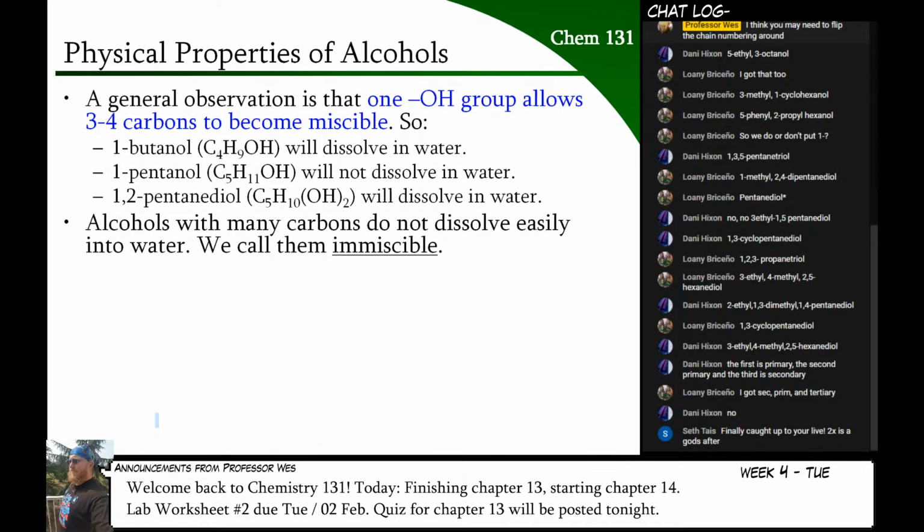So, for example, butanol, which has 4 carbons, dissolves, but pentanol does not. However, if we put a second OH group on there, it does dissolve. So this does dissolve in water. So each OH group lets 3 or 4 carbons worth of hydrocarbon chain be soluble.